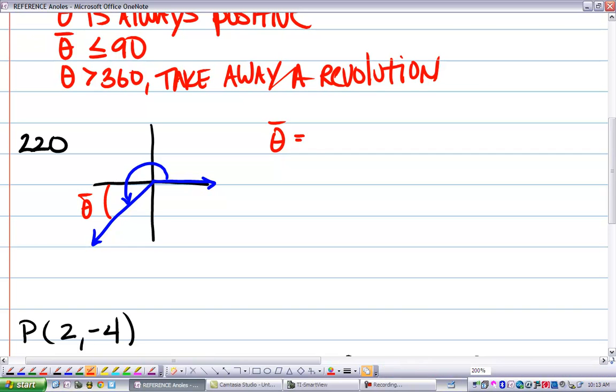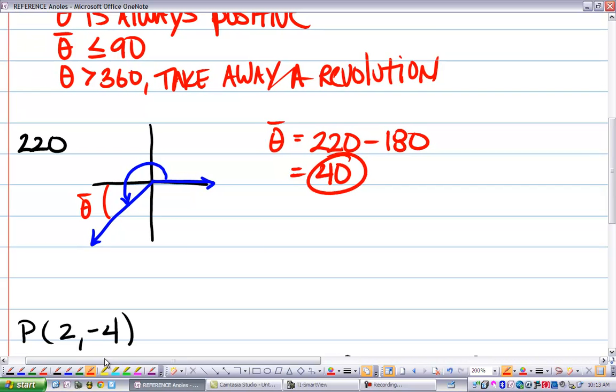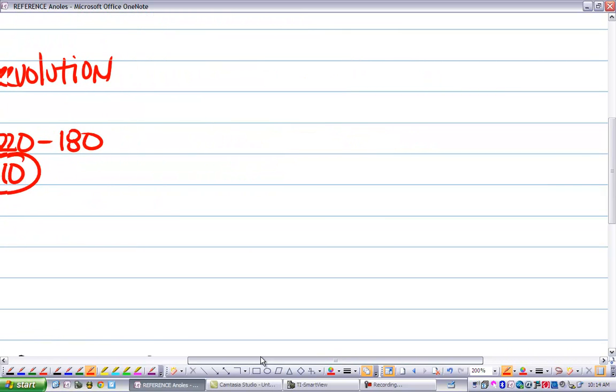The formula will be theta, which is 220 minus 180 degrees. So that is going to give me a reference angle of 40. And there's your answer. It's all subtraction. No more, no less. It's pretty straightforward on that. Let's try another one. Let's try one in radians.